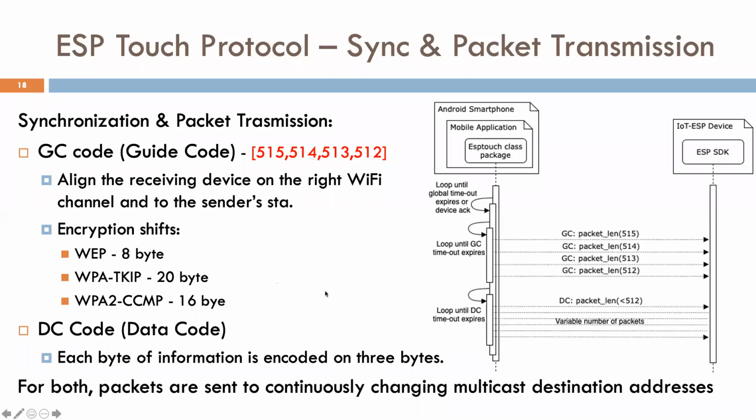The data code sequence, on the other hand, represents the actual information that is being sent and transmitted by the protocol. For error detection purposes, packets are sent to continuously changing multicast destination addresses and following a fixed pattern.